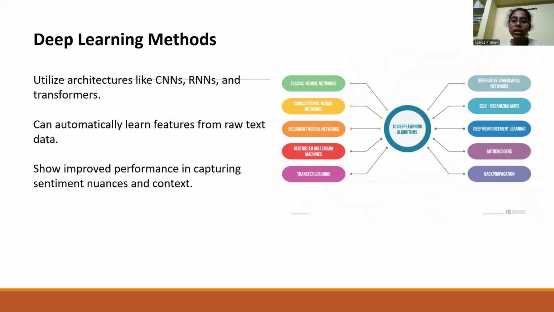Deep learning has various algorithms like CNN, RNN, convolutional neural networks, classic neural networks, restricted Boltzmann machines, transfer learning, backpropagation, autoencoders, deep reinforcement learning, self-organizing maps, and also generative adversarial networks.